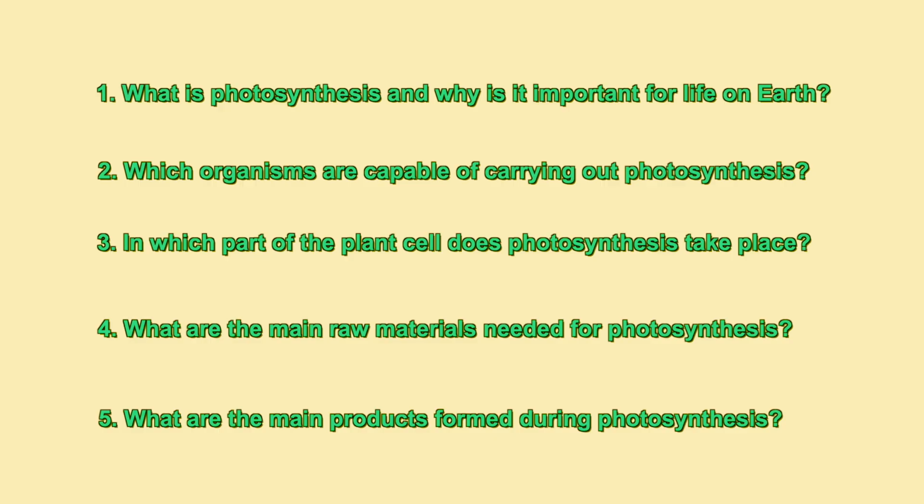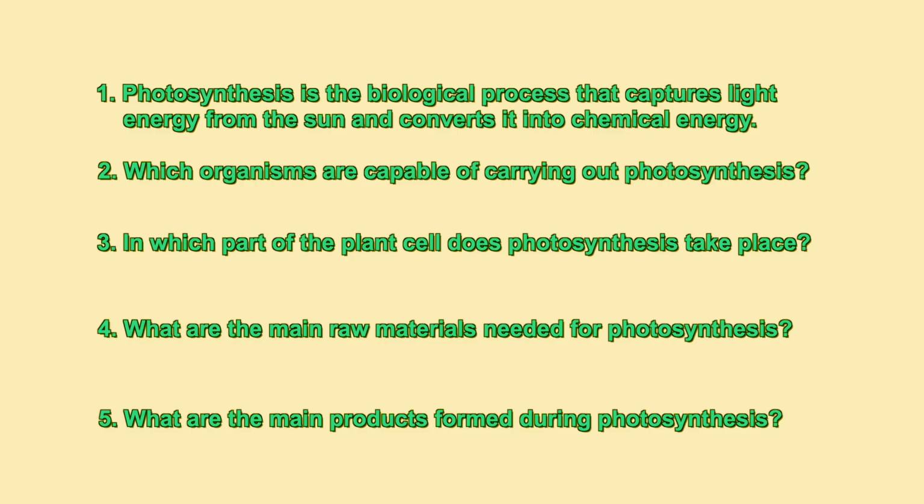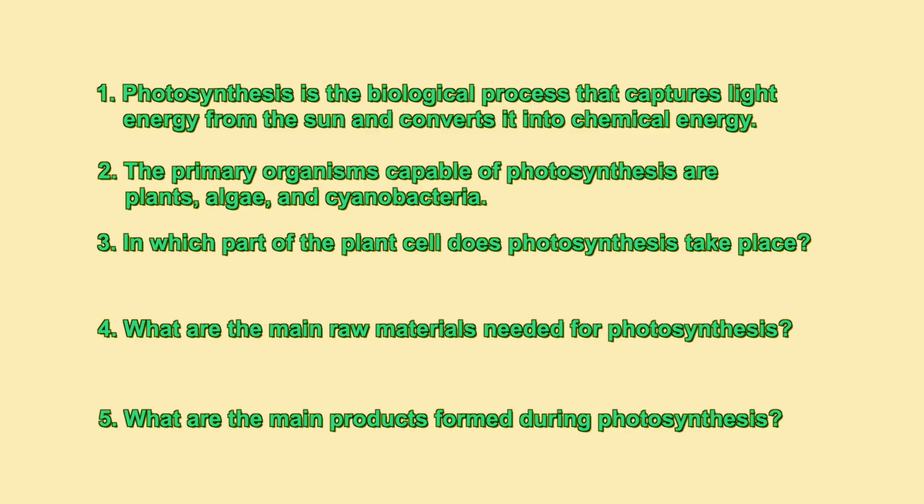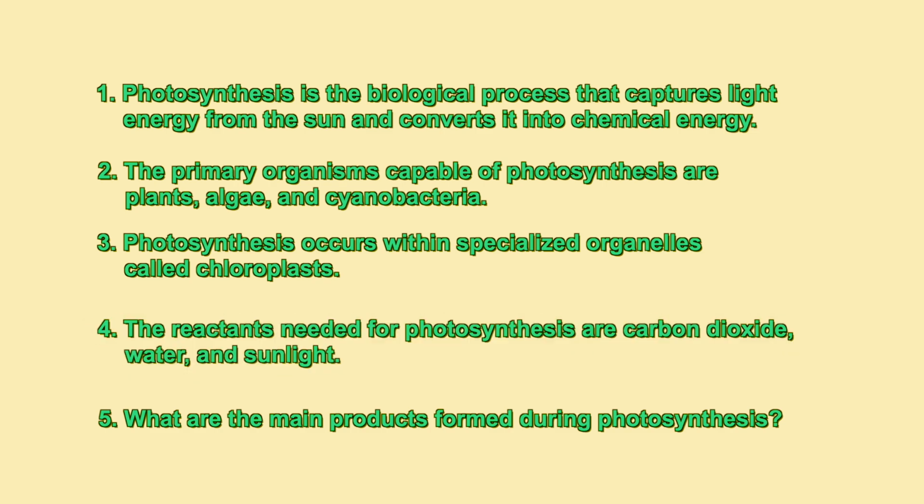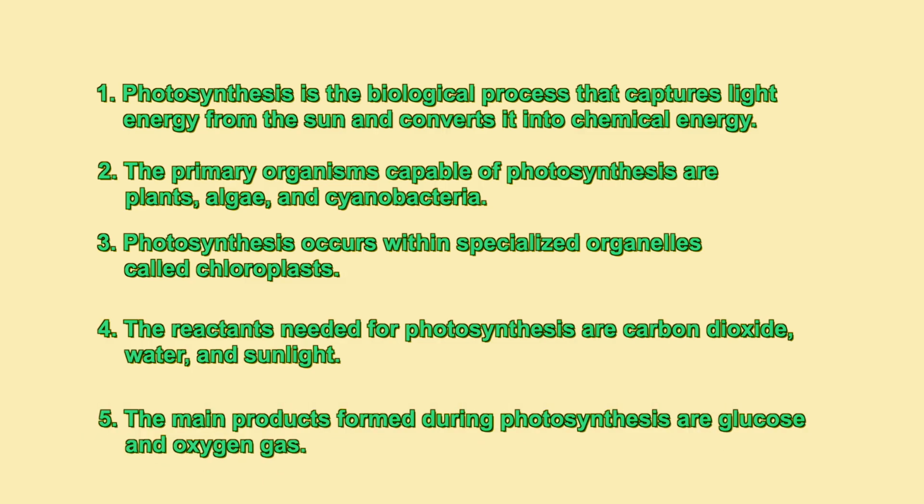The answer for question 1 is photosynthesis is the biological process that captures light energy from the sun and converts it into chemical energy stored in sugars. For question 2, the primary organisms capable of photosynthesis are plants, algae, and cyanobacteria. Question 3, photosynthesis occurs within specialized organelles called chloroplasts. Question 4, the reactants needed for photosynthesis are carbon dioxide, water, and sunlight. Question 5, the main products formed during photosynthesis are glucose and oxygen gas.